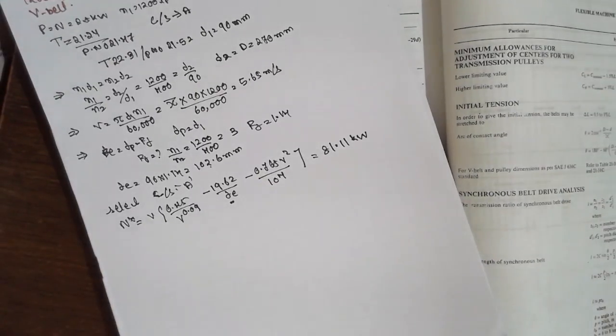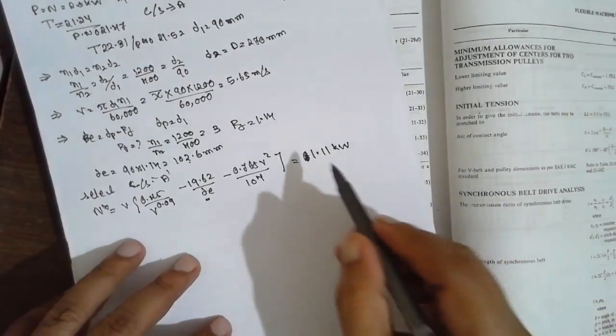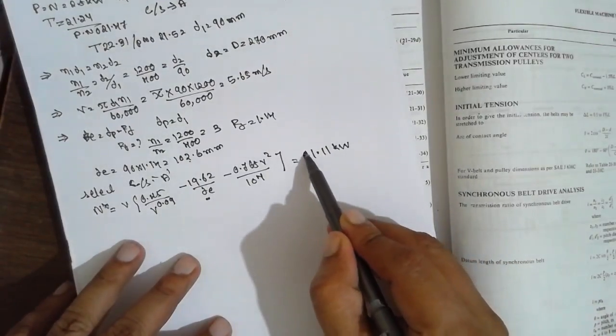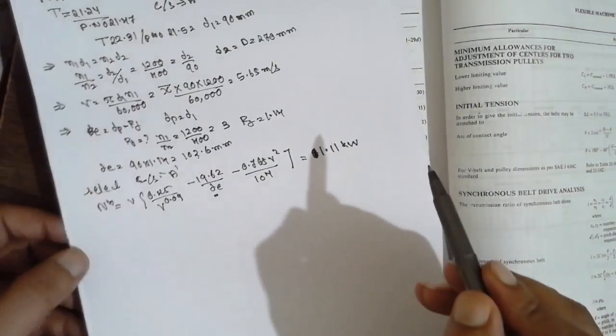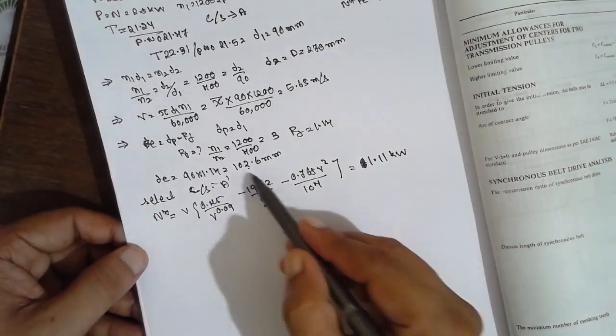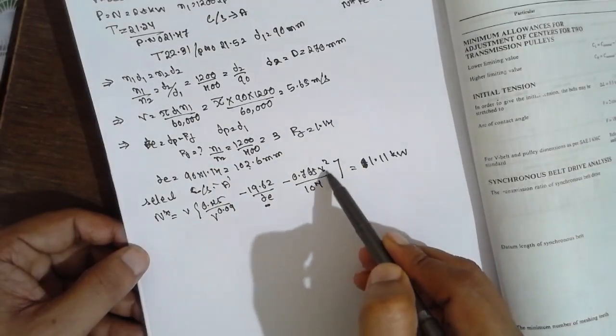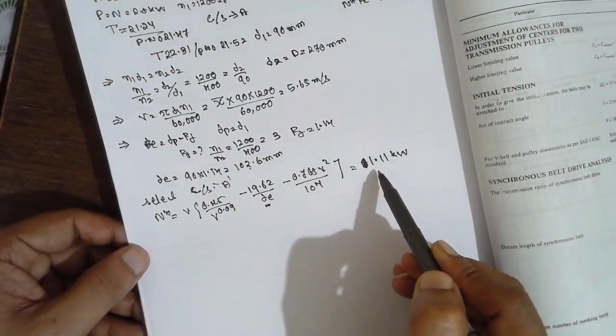Answer, sorry, not 81, it is 1.11 kilowatt. We will obtain the answer as 1.11 kilowatt. After substituting these values, you have to substitute here. The V value is obtained from here. Substitute it, you will get the answer 1.11 kilowatt.